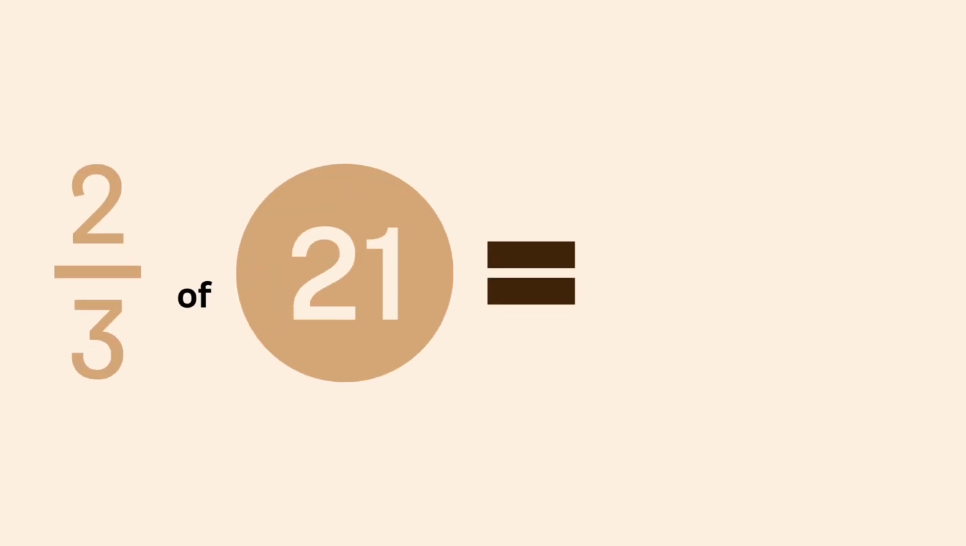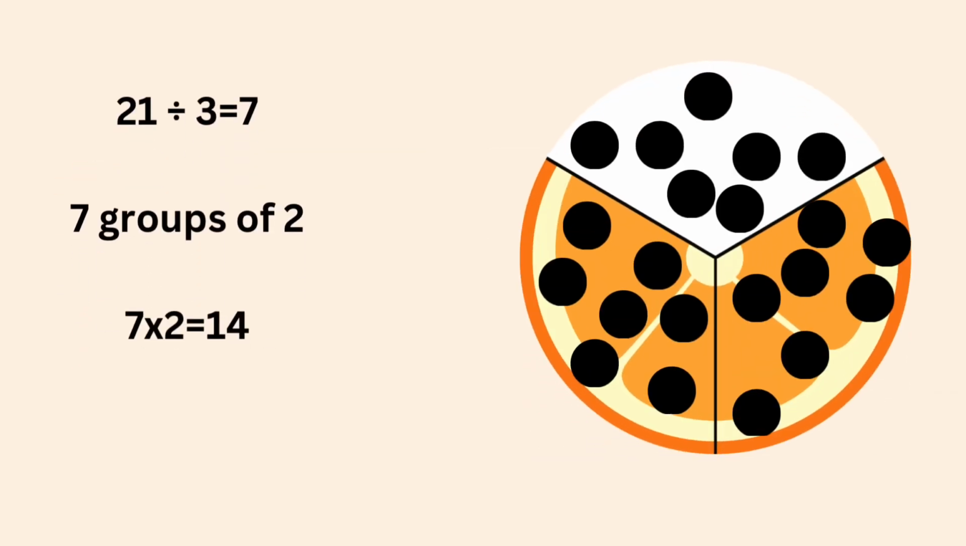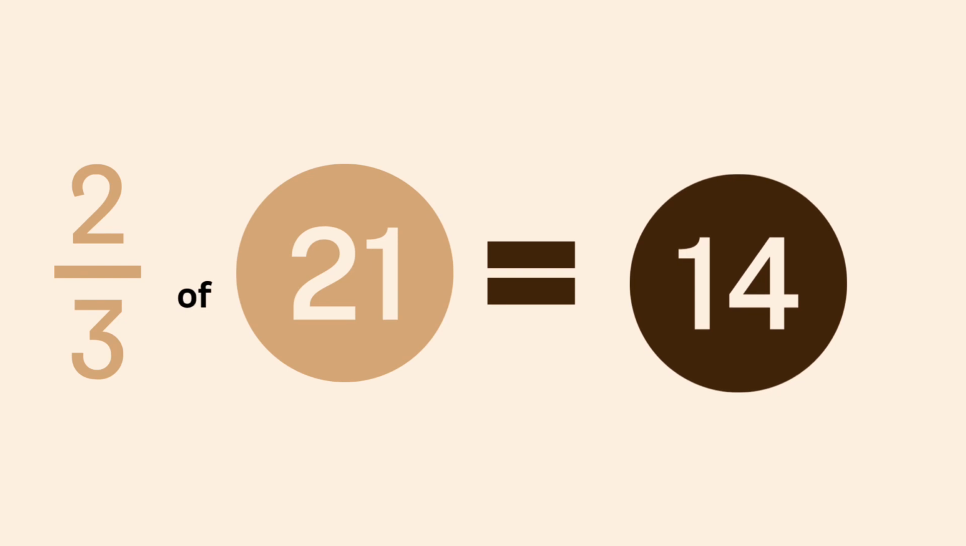2/3 of 21. 21 shared into 3 parts is 7. And 7 groups of 2 is 14.